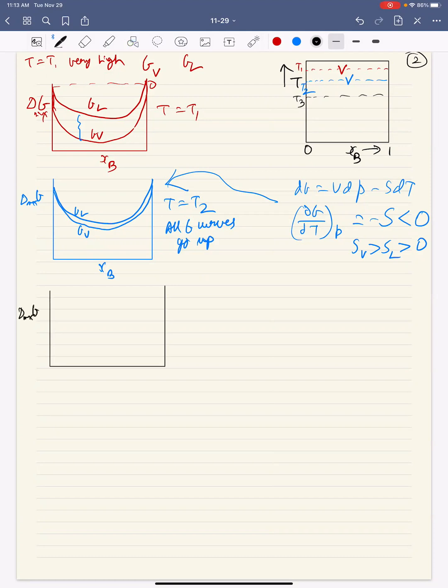So we have delta mixing G versus XB. And at this point, something interesting happens. You have the liquid that looks like this. I should have used different colors for liquid and vapor, but that's okay. Let me do that anyway, and I also need to draw this figure bigger because I will be doing some stuff inside it.